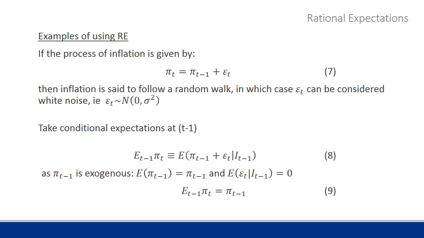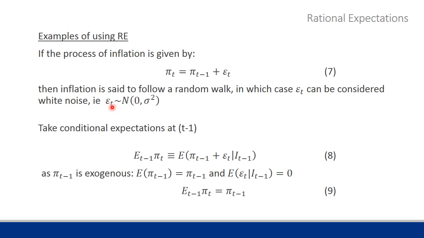Let's just imagine a process for inflation, and it could be any process. We're just going to show you how we're using rational expectations. Our process here is that pi t follows a random walk. Pi t is equal to what it was in the previous period plus some random movement or a shock. And we can specify this shock, because it's convenient, to be normally distributed with mean zero and constant variance.